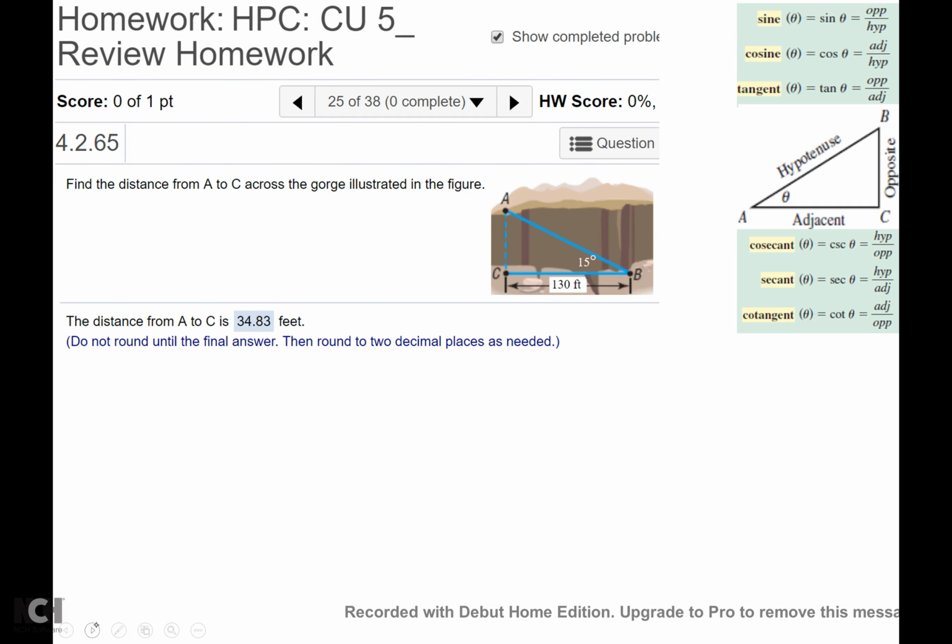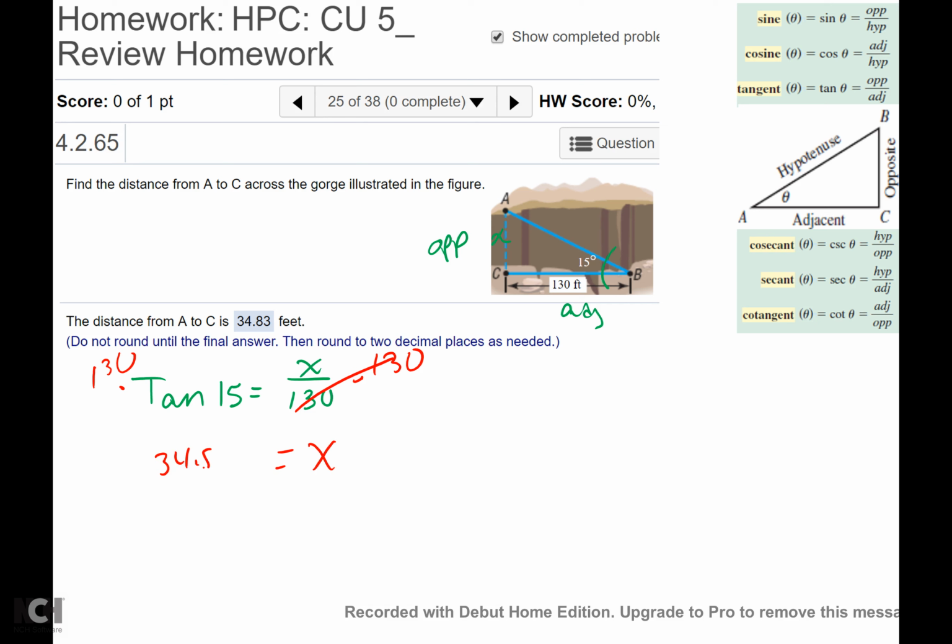Okay, so this one says, find the distance from A to C across the gorge. So they want me to find that. So from here, I'm looking for opposite, and I know adjacent, that's going to be tangent. So tan 15 is going to be X over 130. To get X alone, I'm going to multiply by 130, and I get X equals 130 times tan 15, and I get 34.8333, and so on. To the nearest two decimal places, the three won't bump it up, and I get 34.83 feet.